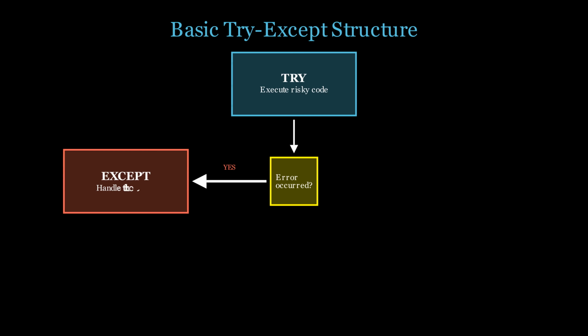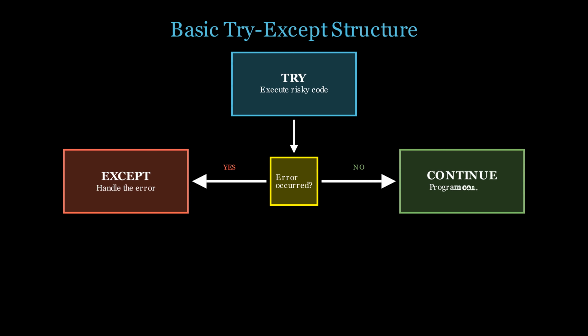Here's the execution flow. Python first tries to execute the code in the try block. If no error occurs, it skips the except block and continues normally. If an error does occur, Python immediately jumps to the except block to handle it, then continues with the rest of the program. This prevents crashes and allows graceful error recovery.